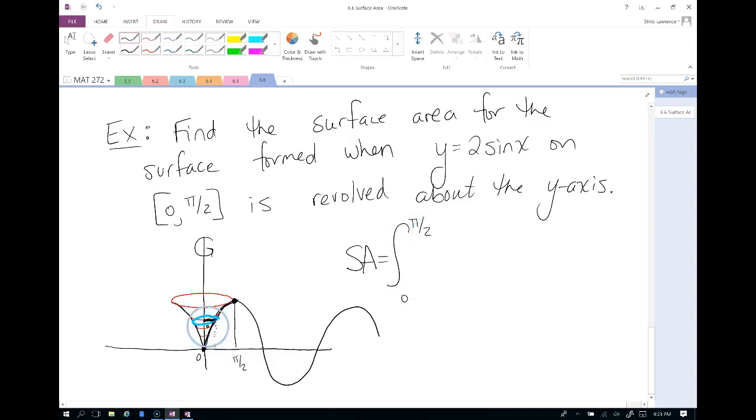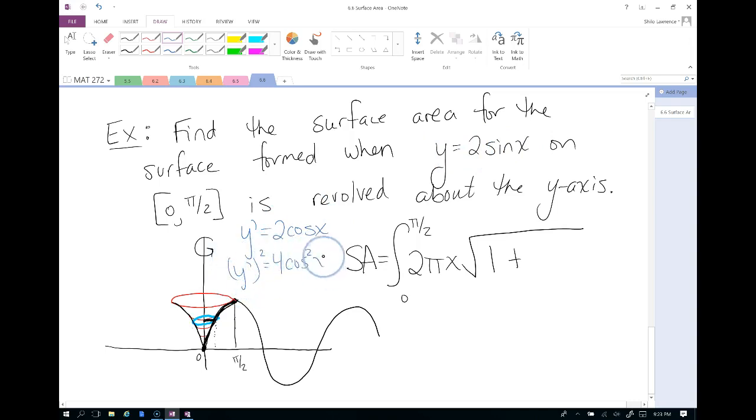The circumference of that circle is 2 times pi times radius. Well, that radius is a horizontal distance, so it's going to be x for the radius. And then we want to do that for every single possible circle that we could create along this arc. So we also need the length of that arc, which is the square root of 1 plus f prime of x squared, which we need to work along the side. So y prime, remember y is 2 sine x, so y prime is 2 cosine x. And then we need to square that, so we get 4 cosine squared x.